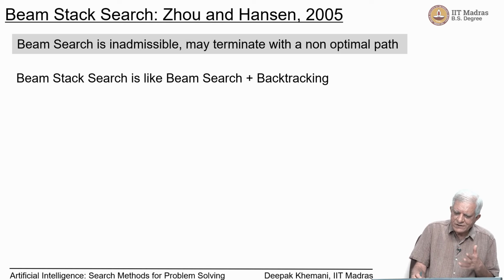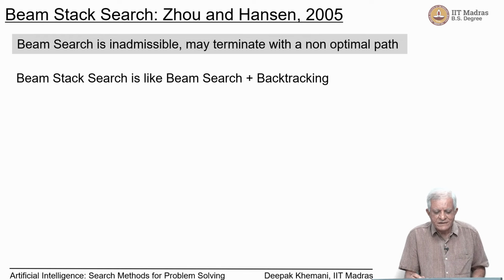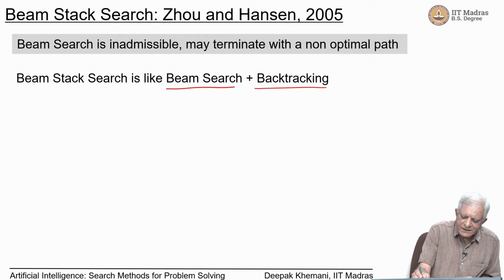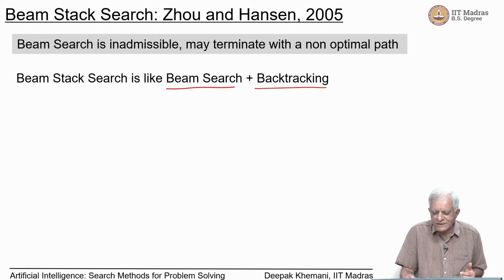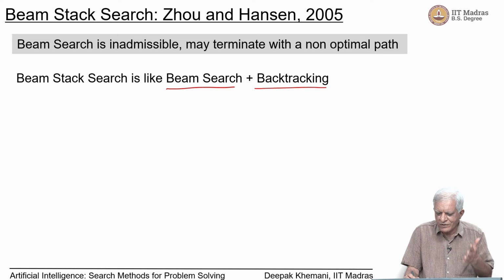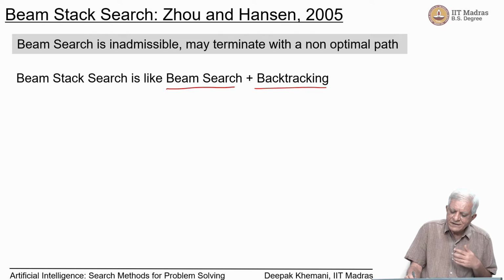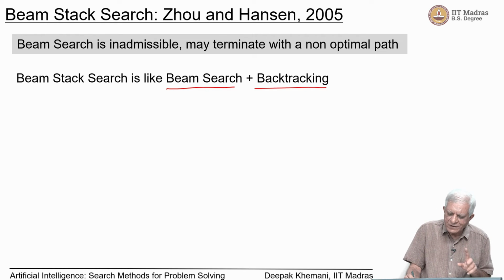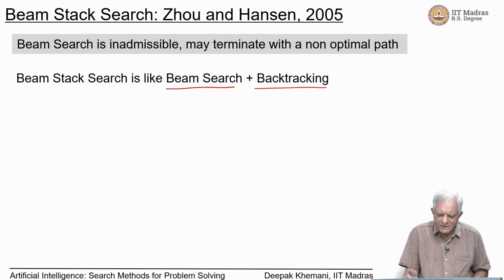So, the next algorithm, which is also given to us by Zhao and Hansen. Hansen was a supervisor and Zhao was a PhD student working on this problem. It is called beam stack search. It is a very interesting idea. So, let us look at that. Beam stack search is like beam search plus backtracking. A little bit like what we did with recursive best first search. Essentially, you followed the heuristic function, but you can backtrack essentially. Except that in recursive best first search, we kept only one best successor. In beam search, we keep many essentially.